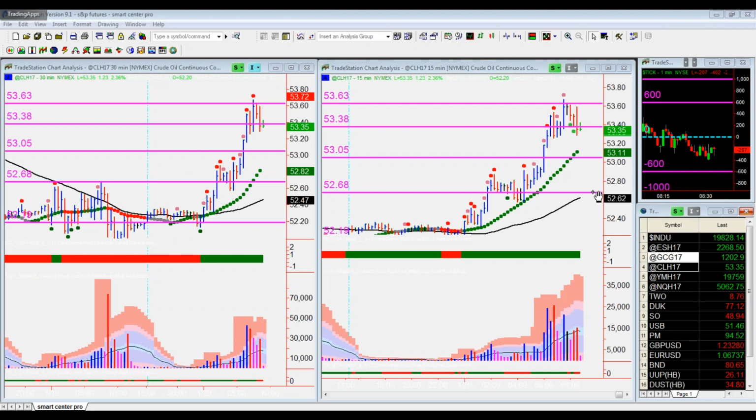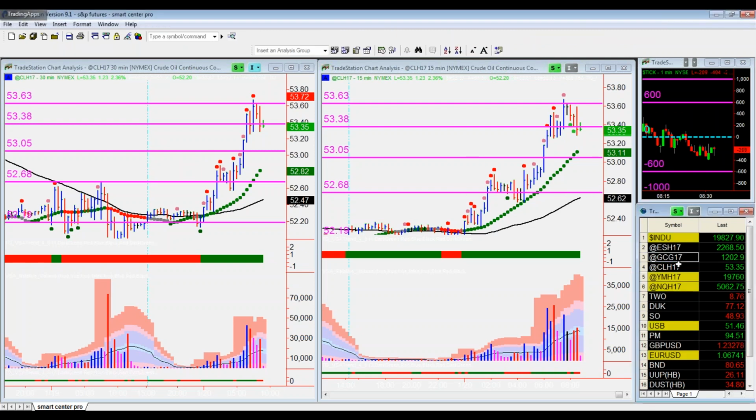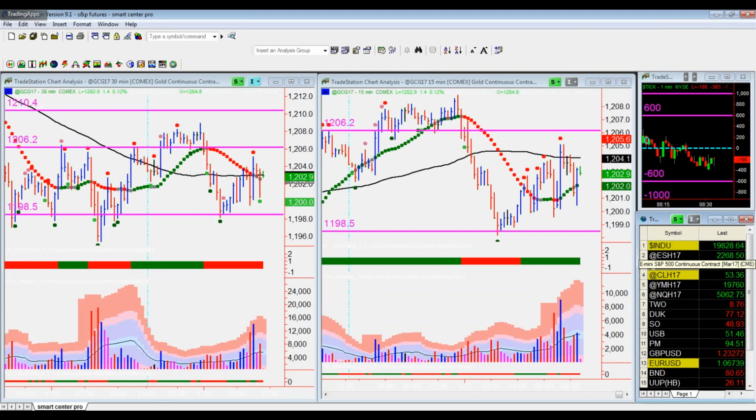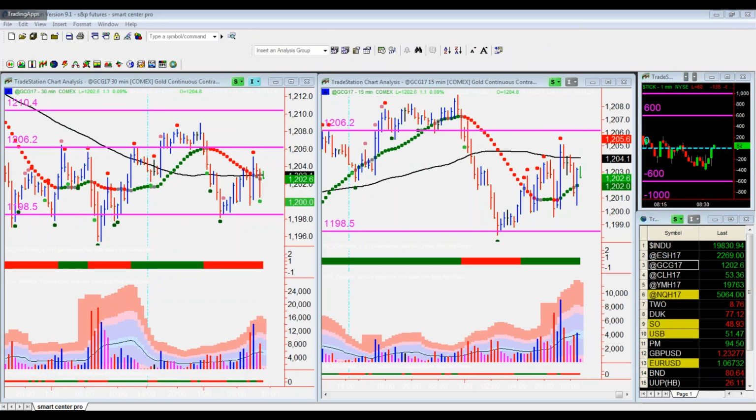Switch over to some currencies real quick here, see if we can get down to that 66.5. Gold's got a shakeout on the half hour and the 15. Smart Center Pro says there's a long setup on the Dow. I'm not going to go long Dow right now on the 3 minute.